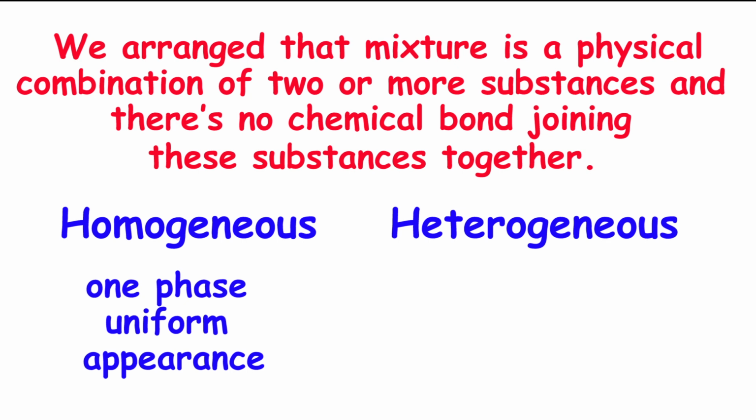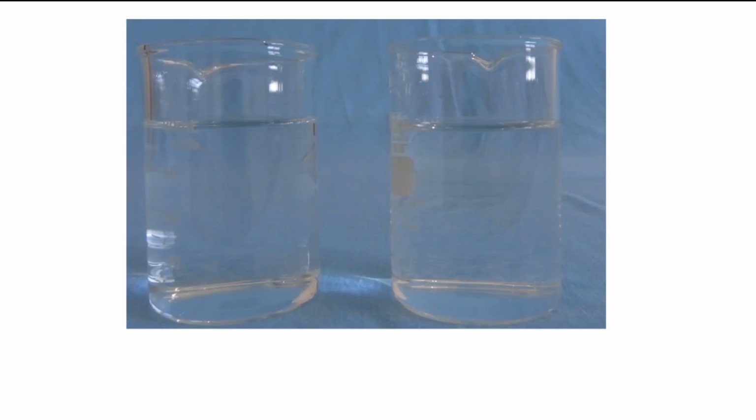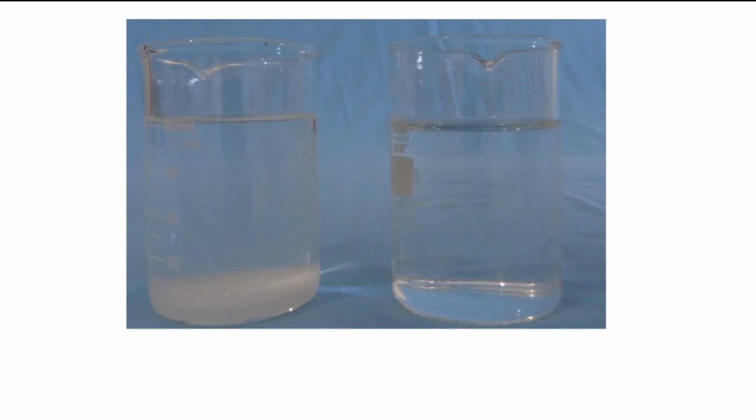The part homo in homogeneous means one. Accordingly, this mixture is formed from one phase and it has a uniform appearance. However, the prefix hetero in heterogeneous means many, and accordingly, this mixture is formed from many phases, and it doesn't have a uniform appearance. So let's consider these two examples of mixtures: water and salt, and water with sand.